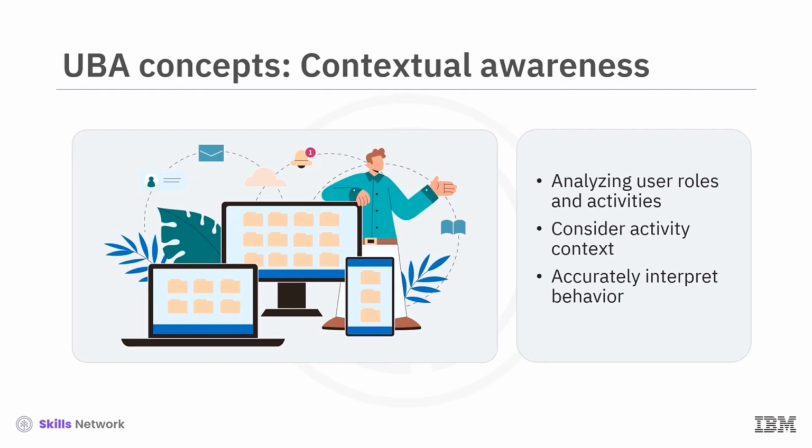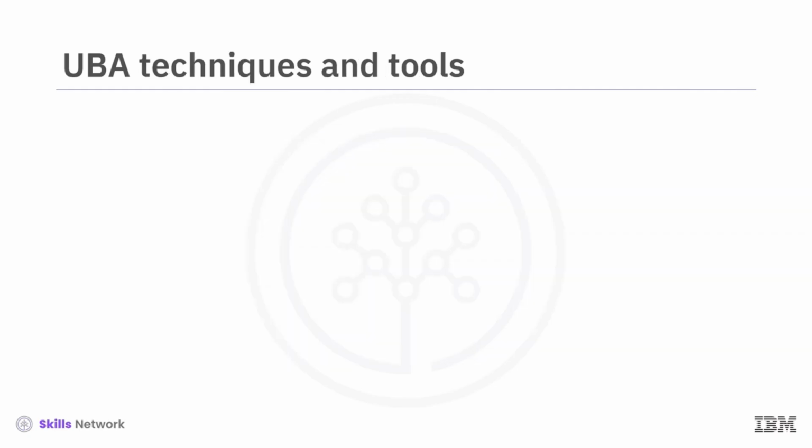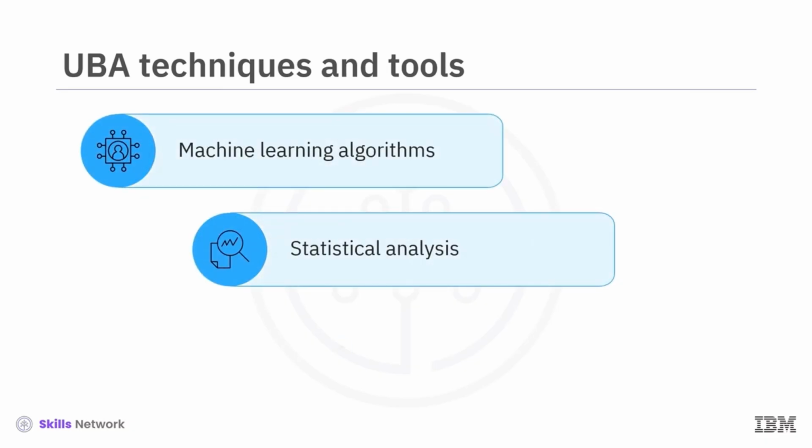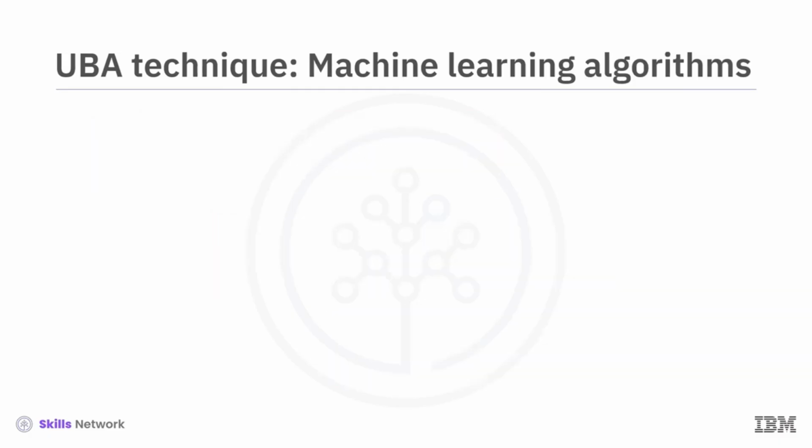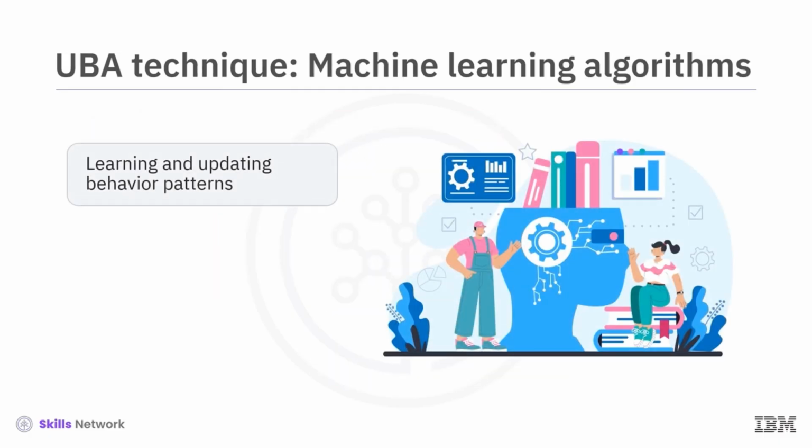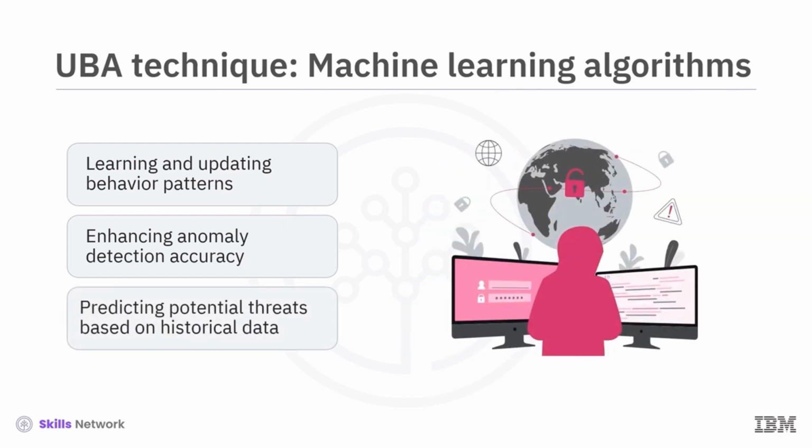Next, learn about some techniques and tools used in user behavior analysis, including machine learning algorithms, statistical analysis, and log analysis. Machine learning algorithms automatically learn and update user behavior patterns, enhancing anomaly detection accuracy over time. These algorithms are adept at recognizing subtle patterns and predicting potential threats based on historical data. For instance, a machine learning system might identify that employees who suddenly increase their access to confidential files are likely involved in data exfiltration attempts, prompting closer scrutiny of such behavior.